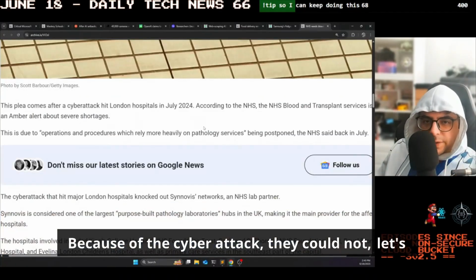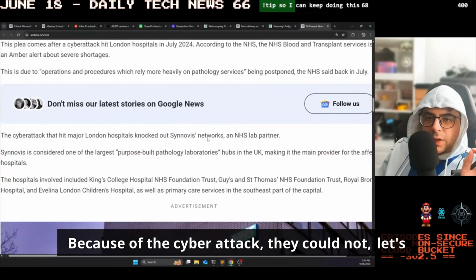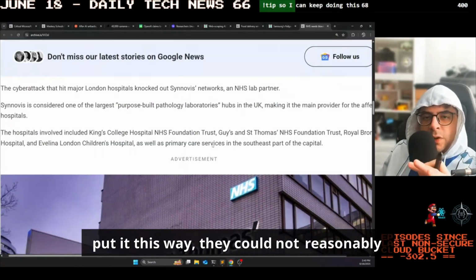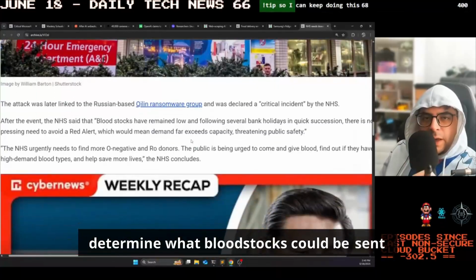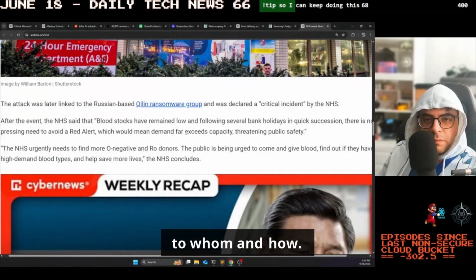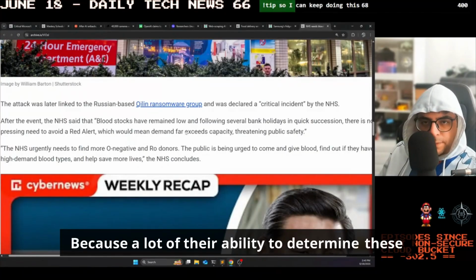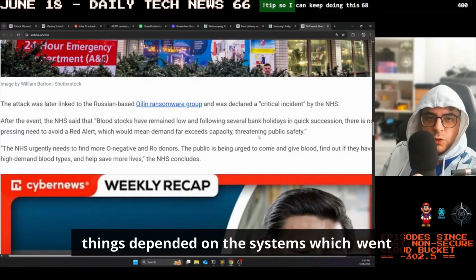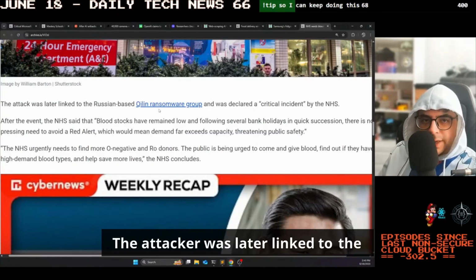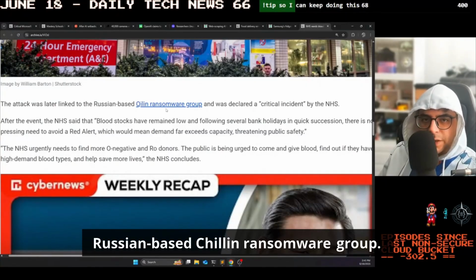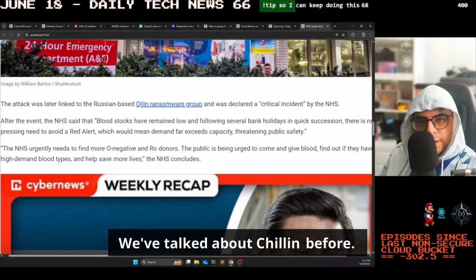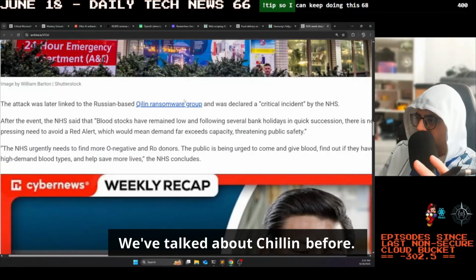Because of the cyber attack, they could not, let's put it this way, they could not reasonably determine what blood stocks could be sent to whom and how. Because a lot of their ability to determine these things depended on the systems which went down as part of the ransomware attack. The attacker was later linked to the Russian-based Chilin ransomware group. We've talked about Chilin before.